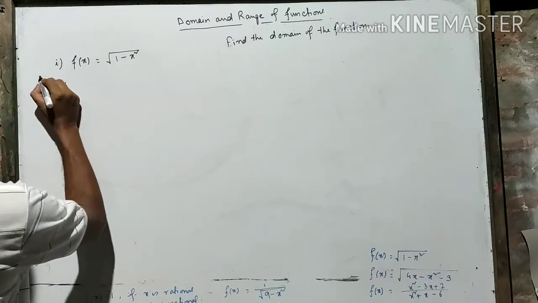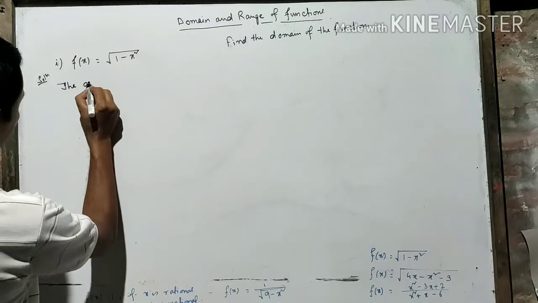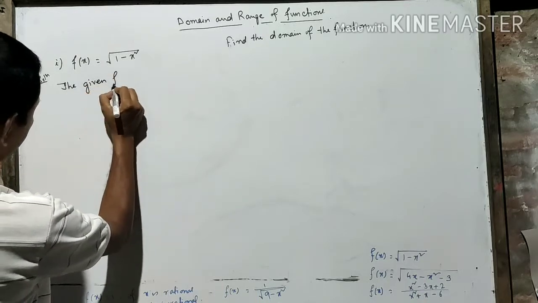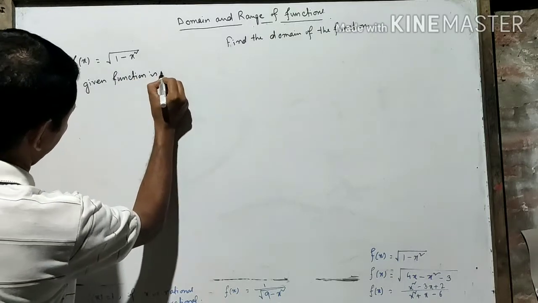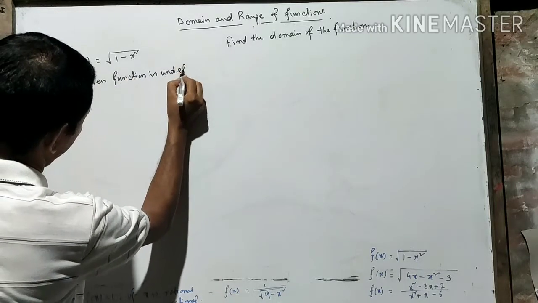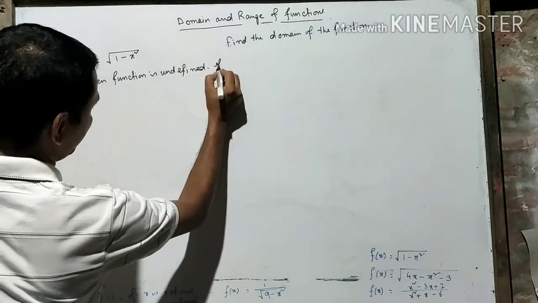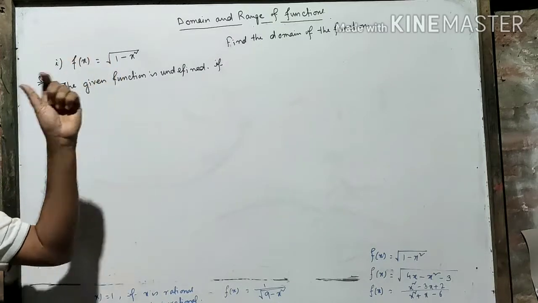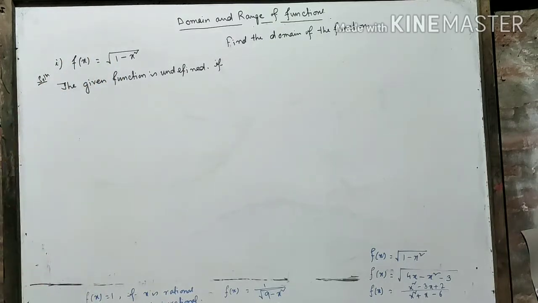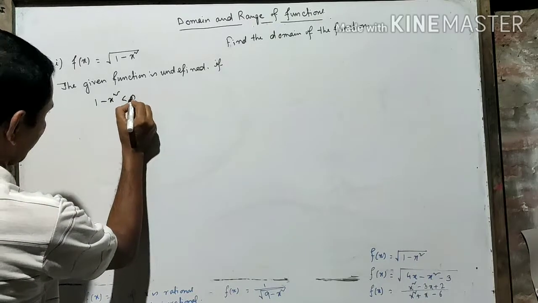The given solution, we will write like this: the given function is undefined if, when will it be undefined? Whenever the quantity under the square root becomes negative. So if 1 minus x squared is less than 0.